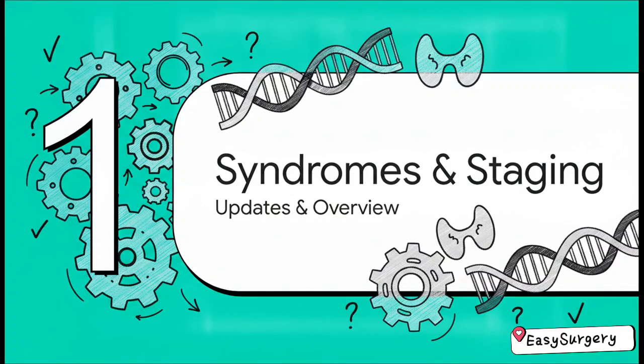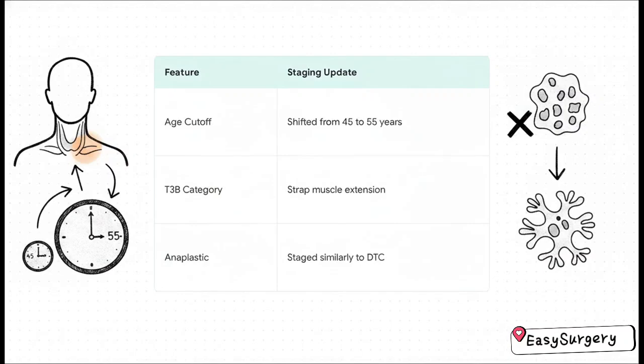We need to lock down the systemic view and the absolute latest AJCC updates that examiners just love to test. Okay, so you really need to pay attention to the new T3B classification. Previously, staging relied heavily on the sheer size of the tumor, right? But now, actually scratch that. Size doesn't matter at all if those strap muscles are involved. Any gross extrathyroidal extension strictly into the strap muscles automatically makes it T3B.